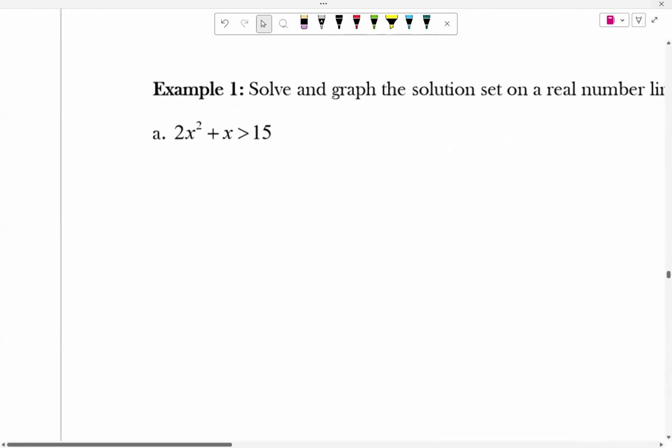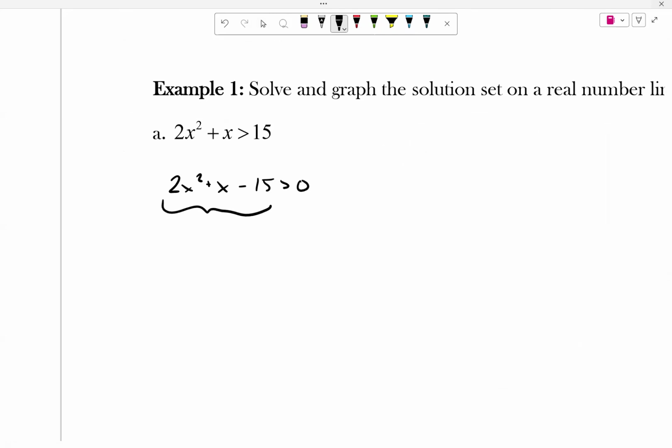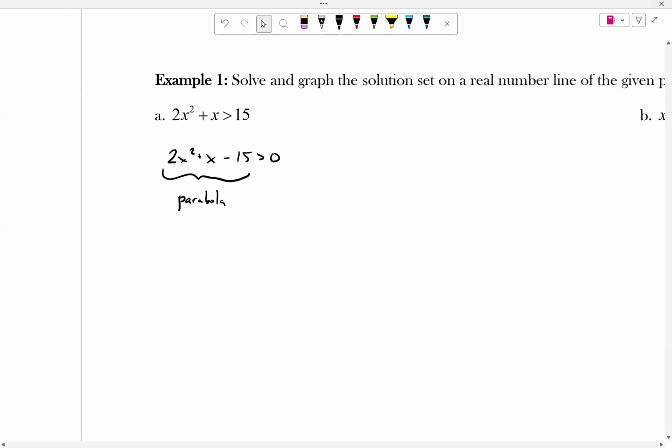Okay, in order to do this, and for all of these, it's going to be a very visual lesson. First thing we need to do is take that 15 and move it to the left. And we know that this shape is a parabola, isn't it? So all this question is really asking is, where is this parabola greater than 0? Does that make sense? So to answer this, you're going to graph it.